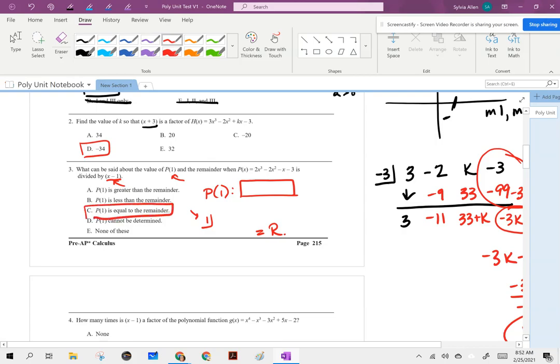You could do that, but the whole point of the remainder theorem is that entire idea that if you were to evaluate, it is the same result as if you were to synthetically divide and you get the same remainder.